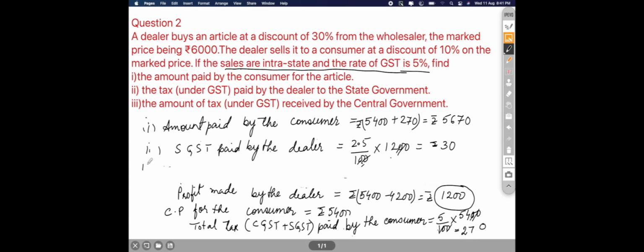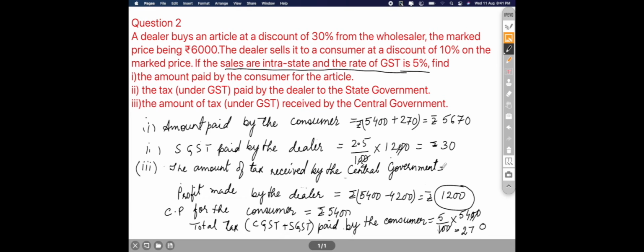Fine. Third part, the amount of tax under GST received by the central government. That means the total tax received by the central government, right? So I am writing the sentence here, the amount of tax received by the central government is just equal to the amount paid by the consumer for CGST.